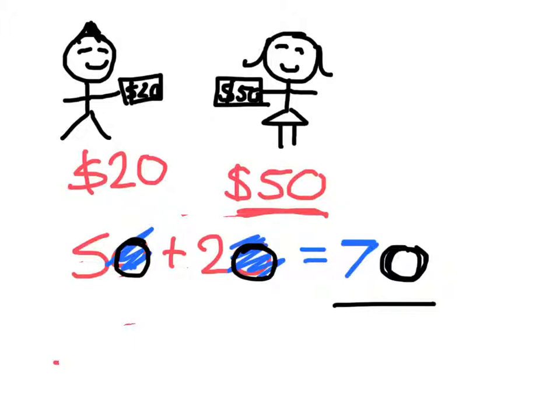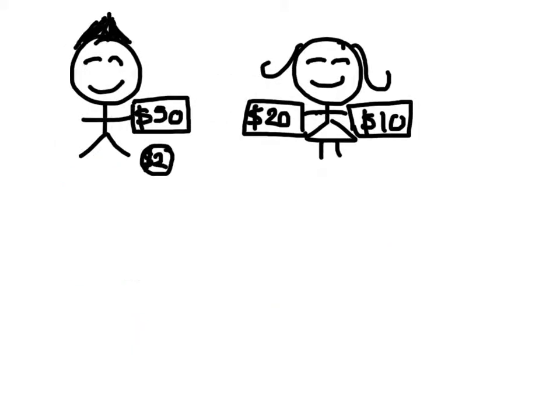Practice that one. There's some example questions on the last page to help you. The next page was a little bit more tricky. Let's have a look. Okay, now this time Bob has got a $50 note and a $2 coin. How much money does he have altogether? Work it out.